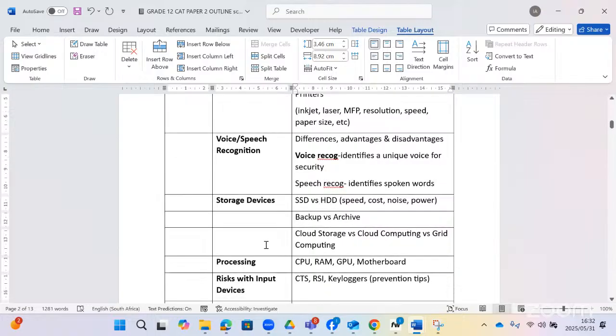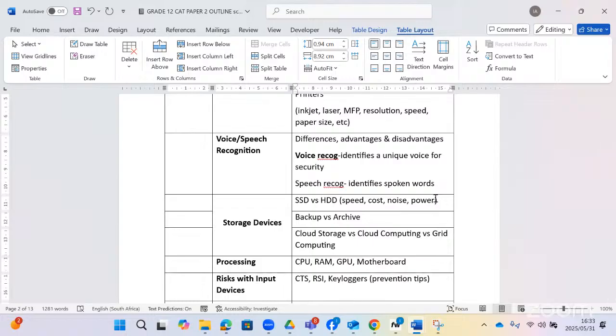And then the storage devices. The storage devices like HDD and SSD, you must know the difference between HDD, hard disk drive, and then the solid state drive. Now, hard disk drive, you must know how to compare the two. SSD is faster and is costly, that is expensive as compared to HDD. The noise level of SSD is low, and then the power consumption of SSD also is better than HDD. So you must know how to compare these two.